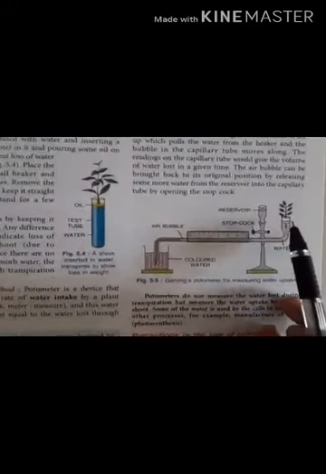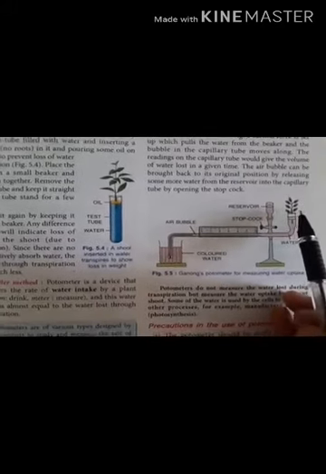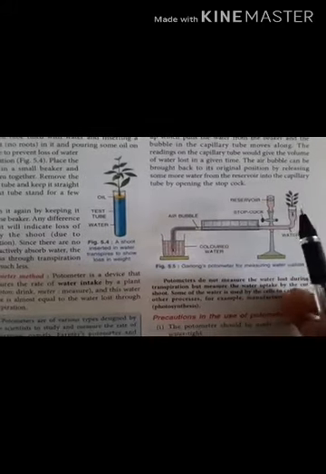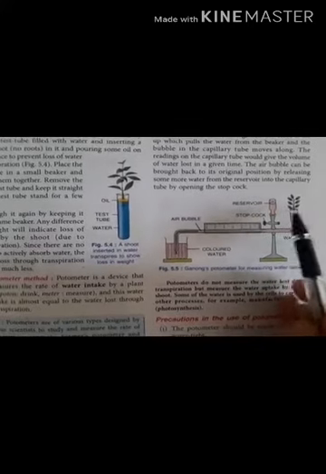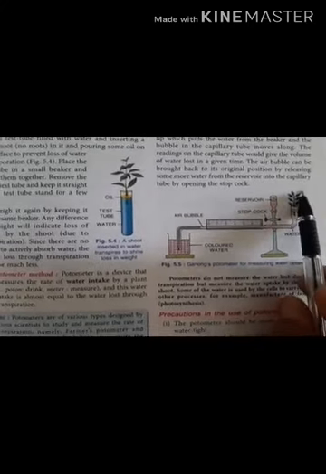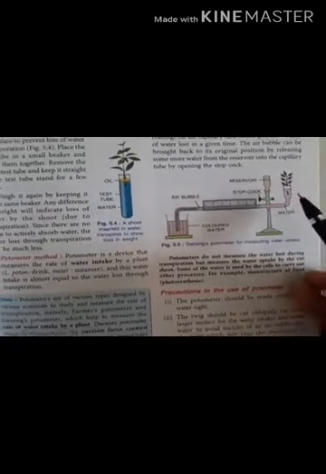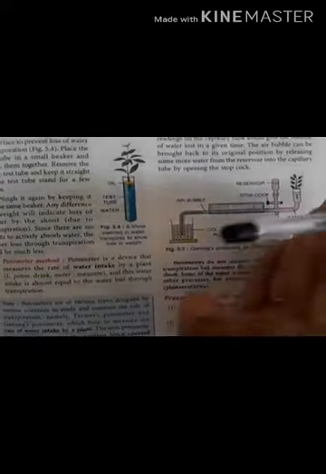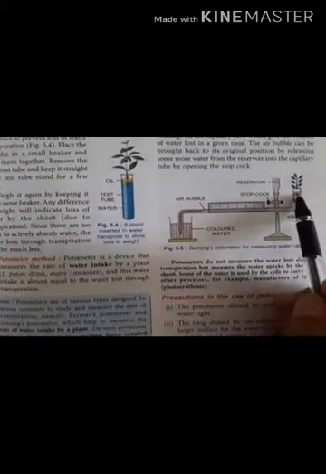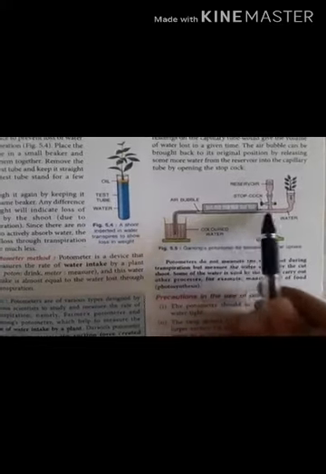You can see that there is a small twig of a plant taken here. It's a coleus plant. You can see pictures of coleus plants on Google to understand what this particular plant is. Now this coleus plant has to be cut obliquely from the particular plant. Here the entire apparatus is filled with water.